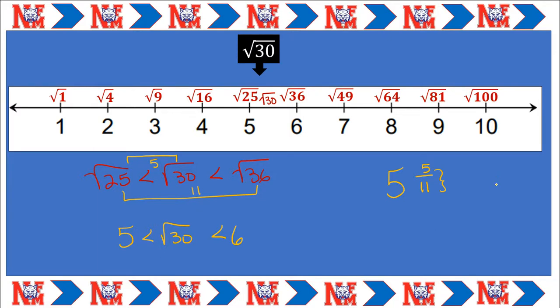So the top goes in the box. 11 goes into 5 0 times, forcing a decimal. 11 goes into 50 about 4, and that gives us 44. We're going to subtract, bring down a 0, and 11 into 60 about 5 times. So the square root of 30 is about 5 point 4 5, so we round up to the half. So about right here is the square root of 30.